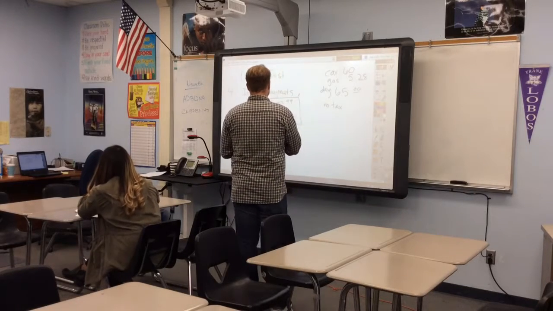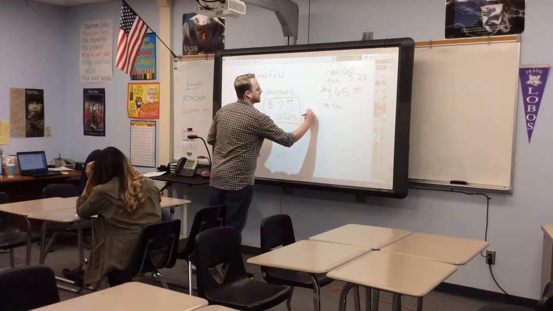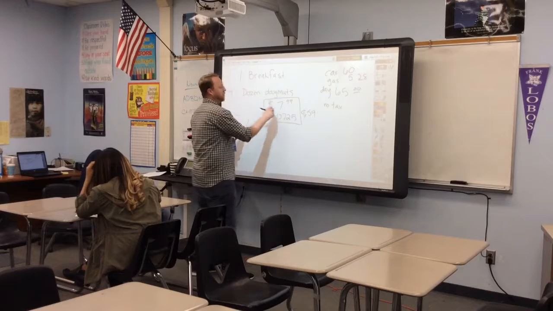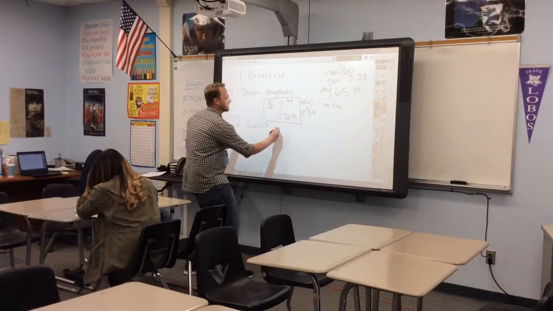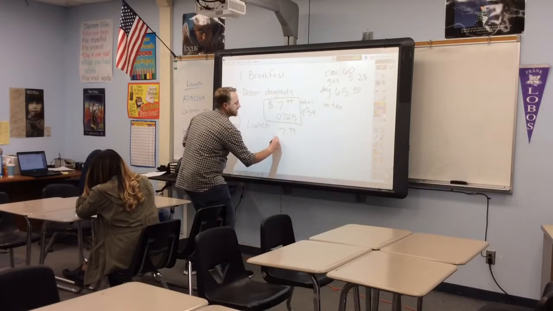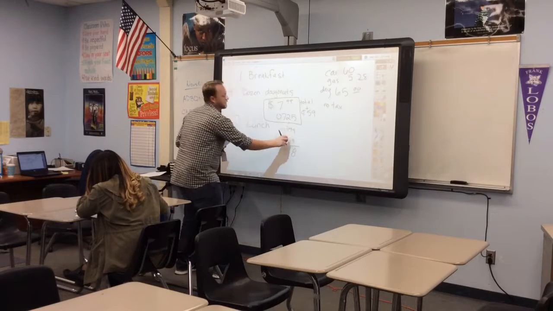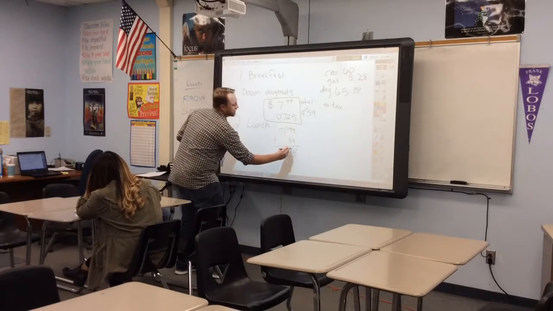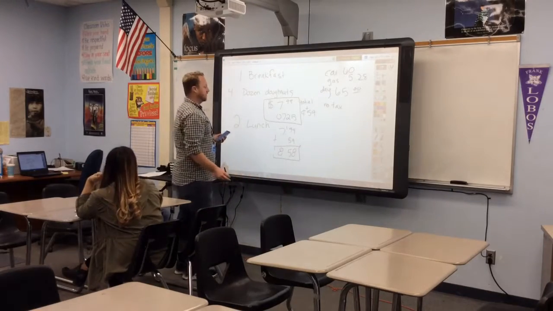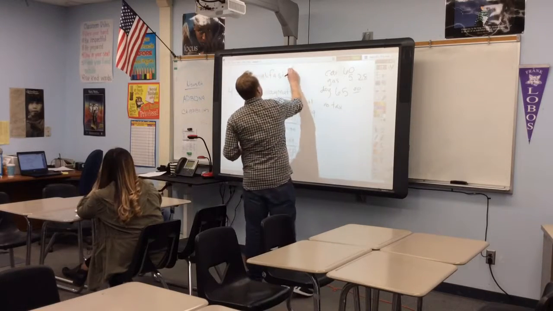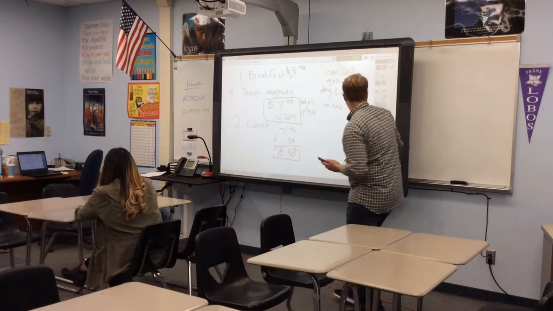So $7.99 times 0.0725 equals 59 cents. So we have to add the total plus 59 cents. So $7.99 plus 59 cents. 9 plus 9 is 18, carry the 1. 9 plus 5 is 14, plus 1 is 15, carry the 1. So a total of $8.58. So breakfast is $8.58. Go ahead and erase that.